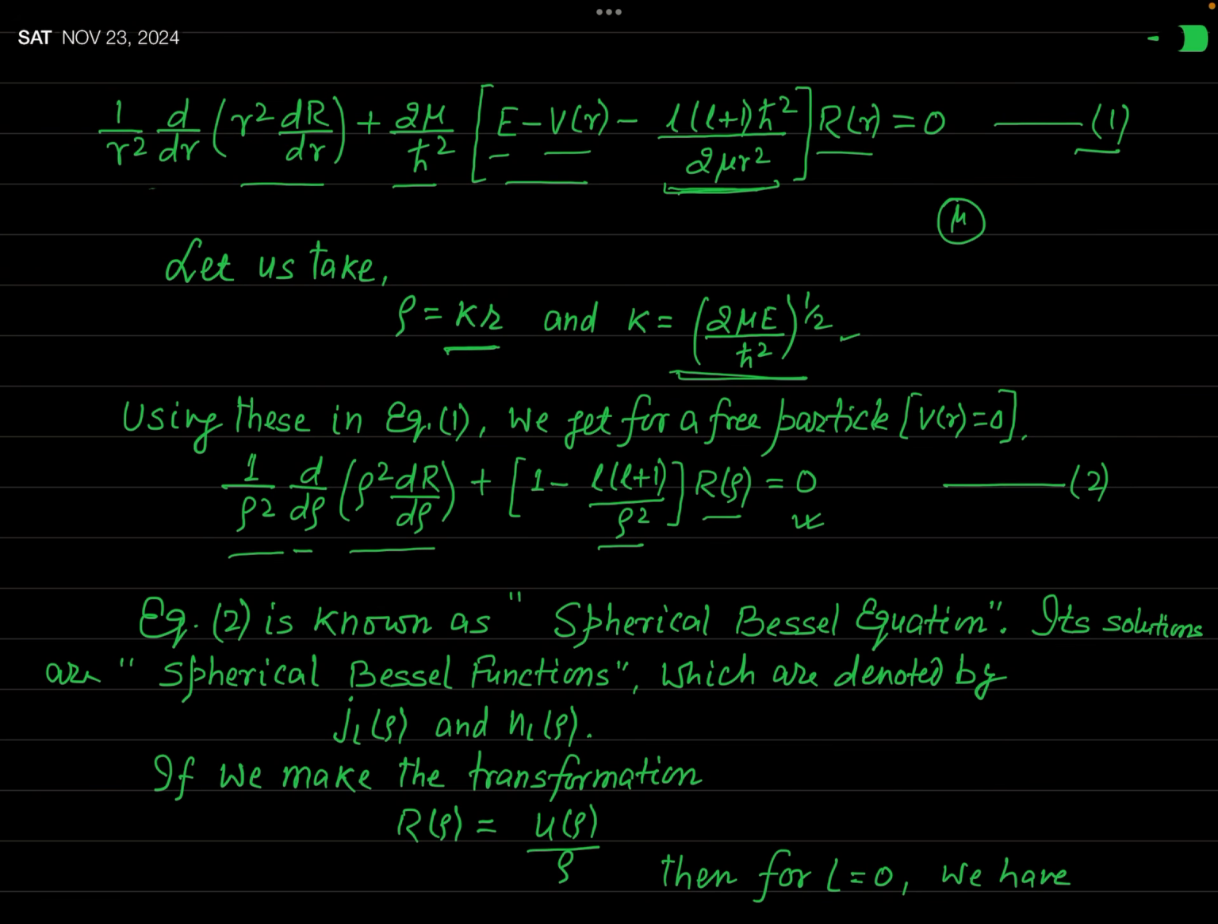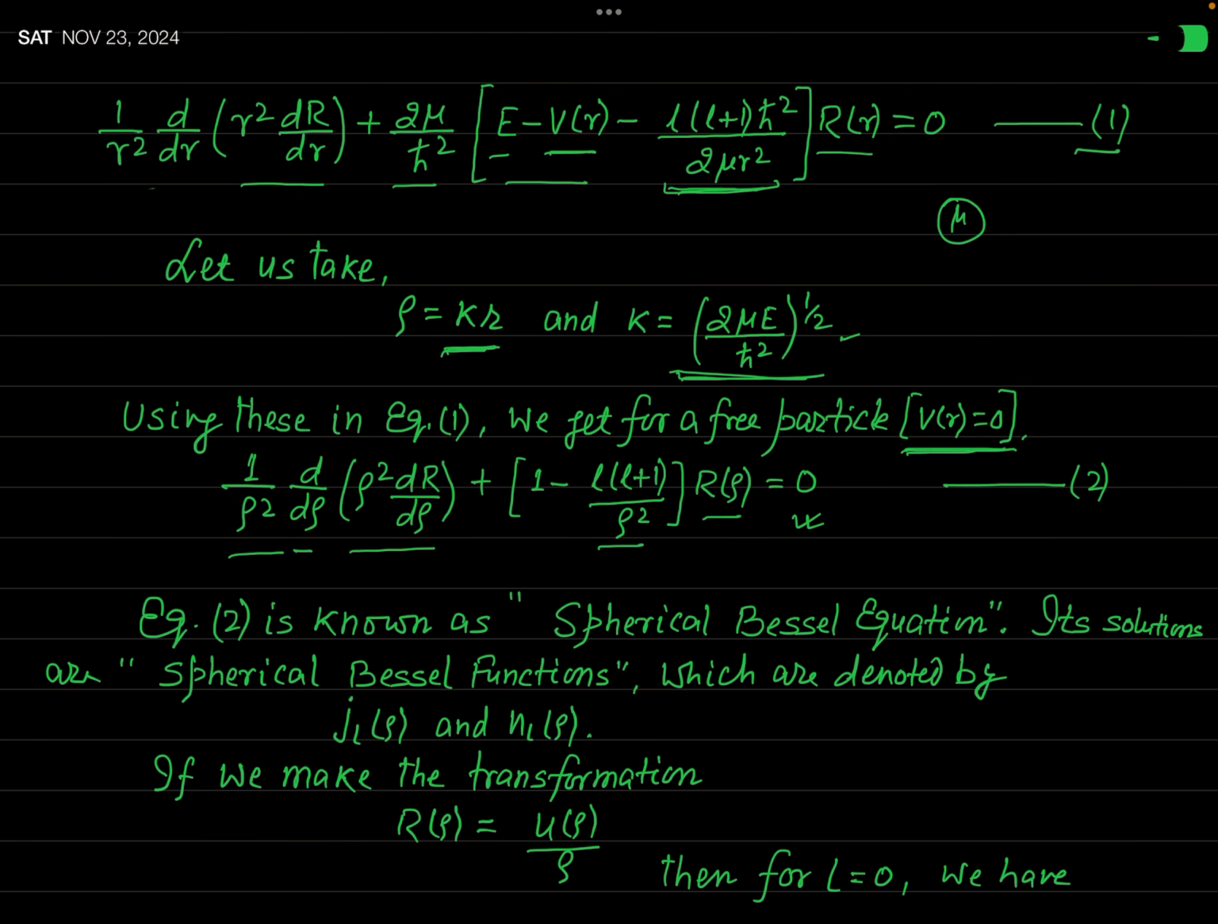Actually here we have also considered that our particle is free, and in case of a free particle, the potential function V of r is 0. Okay, this is a common fact. So we consider a free particle for which this V of r will be 0. Okay, and after that we make these two substitutions, rho equal to k times r, where k is this much.